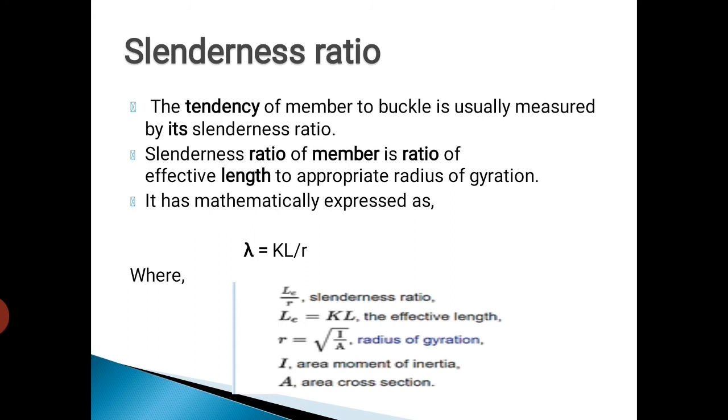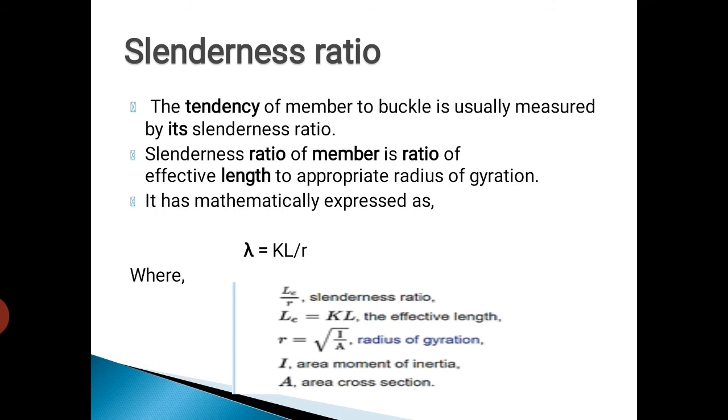Next point, slenderness ratio. What is meant by slenderness ratio? See the first point, the tendency of a member to buckle is usually measured by its slenderness ratio. See the second point, the slenderness ratio of a member is the ratio of effective length to the appropriate radius of gyration. It is mathematically expressed as lambda is equal to KL by R.